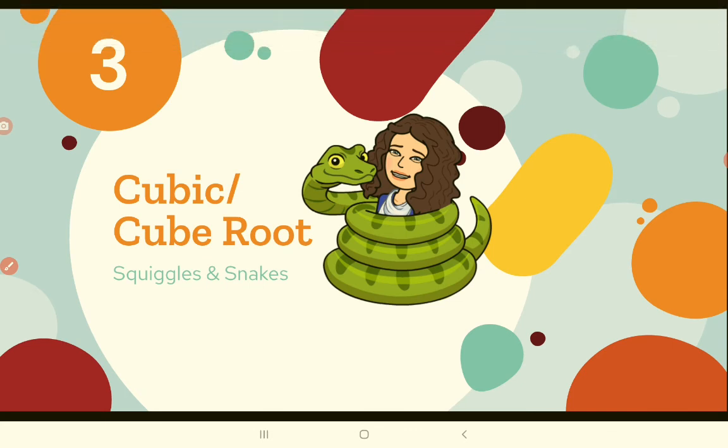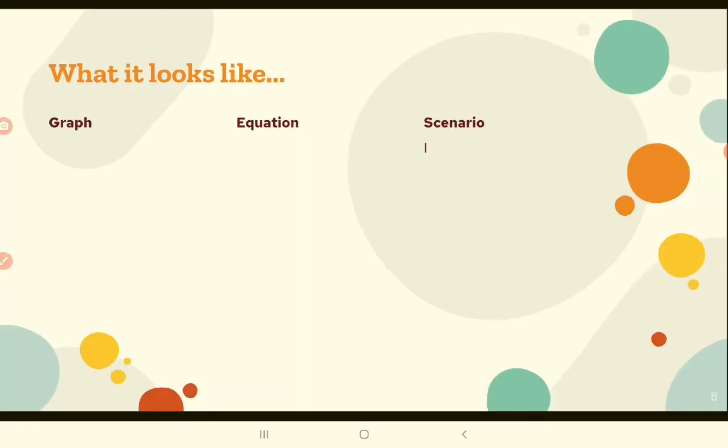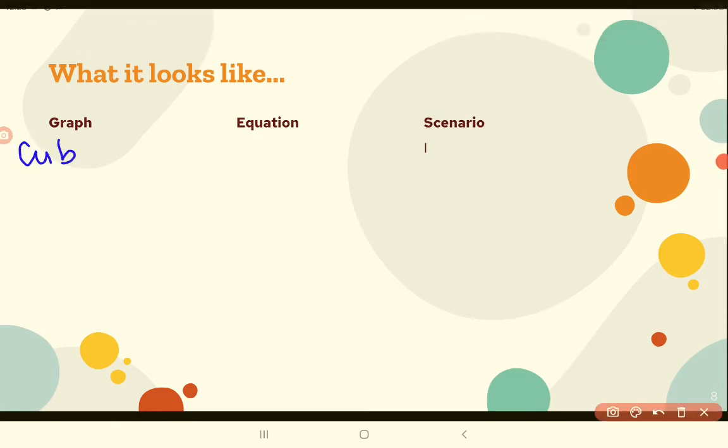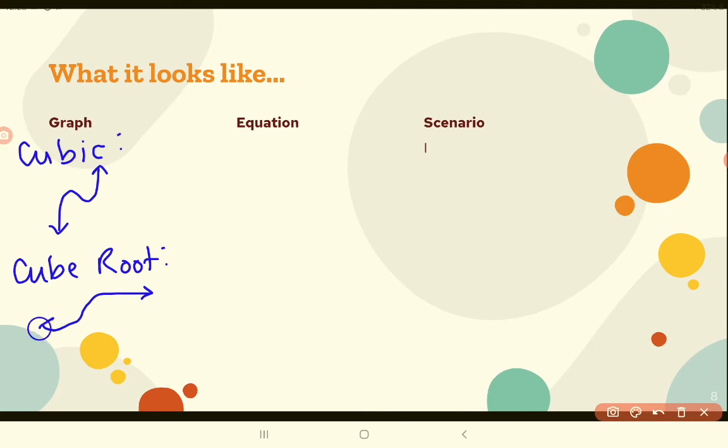All right, our third type of function, and we can kind of group these two together, you can have a cubic or a cube root function. And here's the thing, I'd love to have fancy words to describe those to you. They look like squiggles and snakes. That's the best way I can describe them to you. And with that in mind, a cubic looks like this. Okay, it's your squiggle. A cube root, on the other hand, is your snake. It takes that cubic and tilts it sideways.